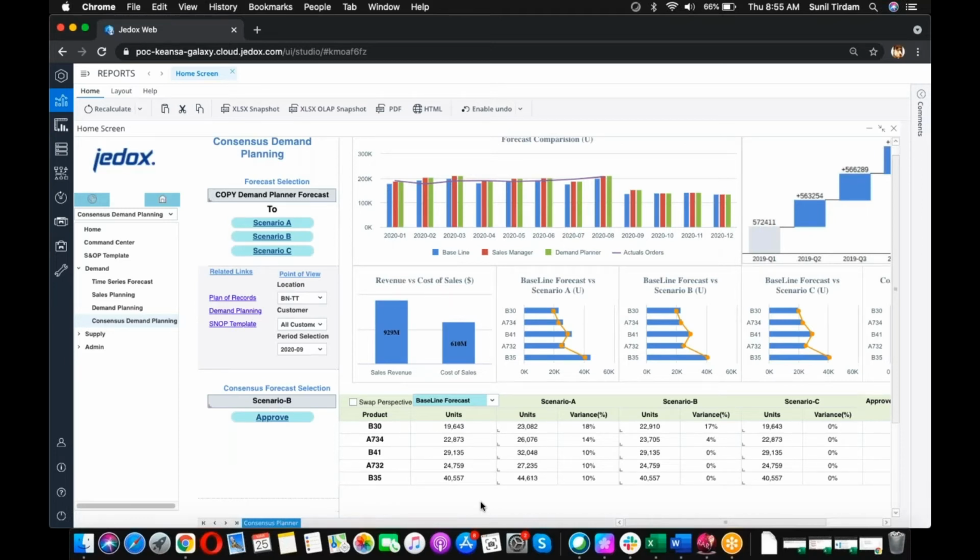So in the end of all this, we need a single consensus demand plan that is given to supply, because that is the starting point for supply review. At this point, I would like to invite Sunil to take over and take you through a tour of the supply planning process. So over to you, Sunil.